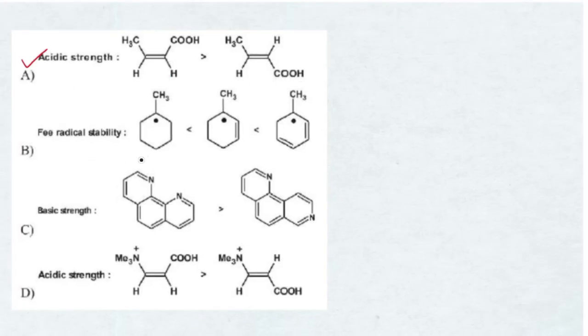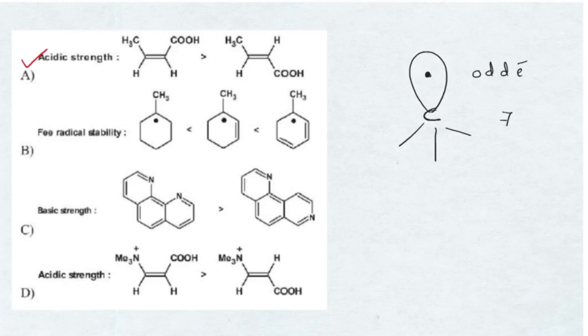For option B, we need to verify the stability of the free radicals. At first, what are free radicals? Free radicals are the reaction intermediates formed during the course of the reaction by homolytic fission of the bond. That means what? They will have one electron. So it's an odd electron species. Around the carbon here, altogether there are 7 electrons. 2, 4, 6, 7. That means what?